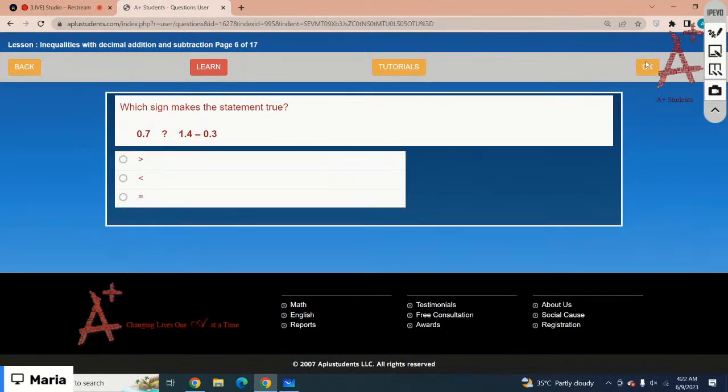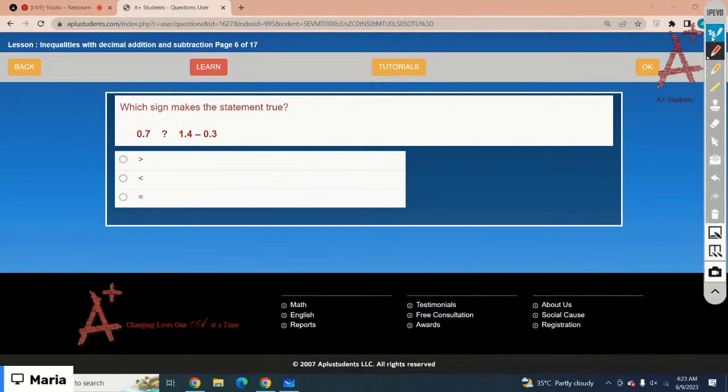Okay, the next one is 0.7 and you have to compare it to 1.4 take away 0.3. So which is the correct option? Let's just subtract. 1.4 take away 0.3 is 1.1. So which is the correct option? 0.7 is less than 1.1. Got it?